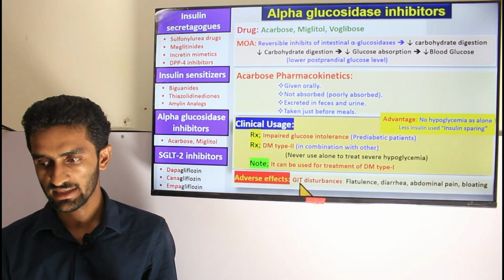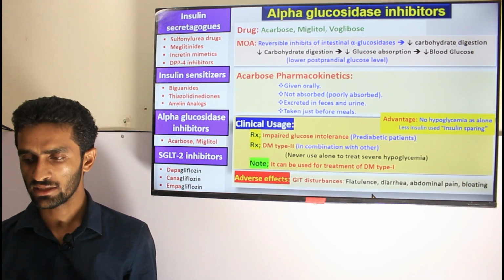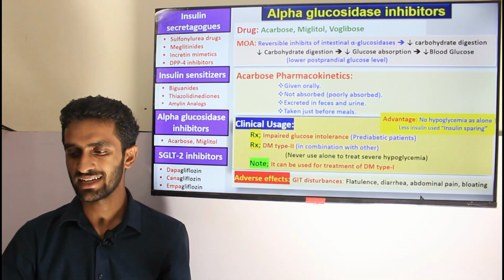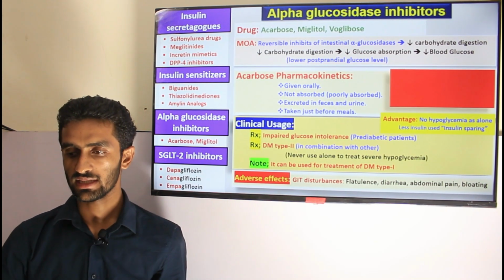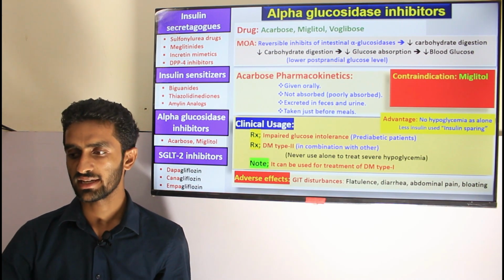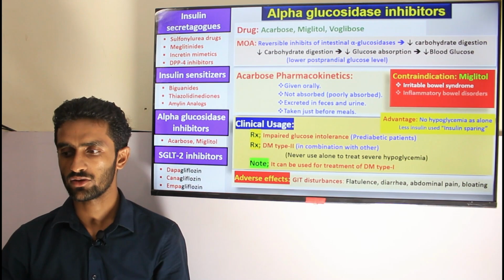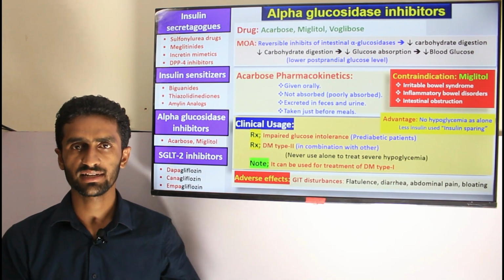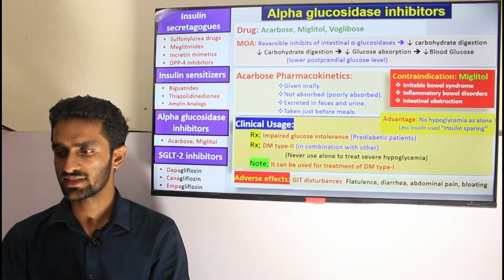Adverse effect is GIT disturbance because they increase the glucose level in the gut. There will be overgrowth of the microbes, which are responsible for the flatulence, diarrhea, abdominal pain and bloating. Okay, so miglitol especially has contraindications if there is irritable bowel syndrome or inflammatory bowel disorder and intestinal obstruction, because they are increasing the glucose level in the intestine, so this worsens the condition.